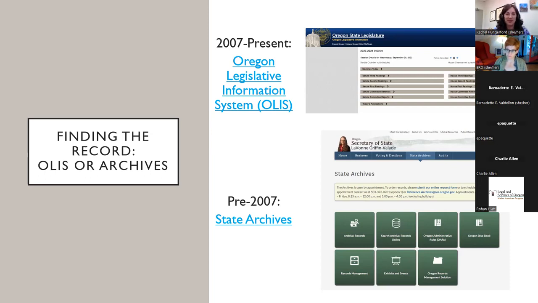But as it stands right now, bills from 2007 to the present are on OLIS, the Oregon Legislative Information System. It is much more user-friendly than digging through the state archives. So that's a fun adventure unto itself if you've never done it. If your bill is from before 2007, that's where you're going to be headed for your research.